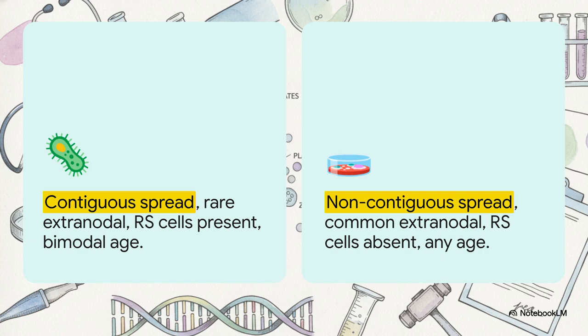Non-Hodgkin, on the flip side, is non-contiguous and super erratic. Plus, extranodal involvement is rare in Hodgkin, but it's really common in non-Hodgkin. Naturally, the RS cells are present in Hodgkin and absent in non-Hodgkin. Oh, and finally, keep a close eye on the patient's age. Hodgkin lymphoma classically presents with a bimodal age distribution, whereas non-Hodgkin, well, it can strike at practically any age.